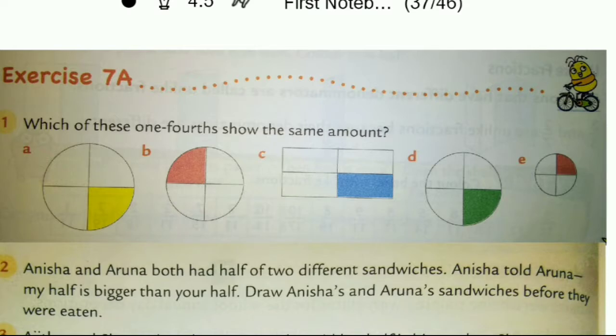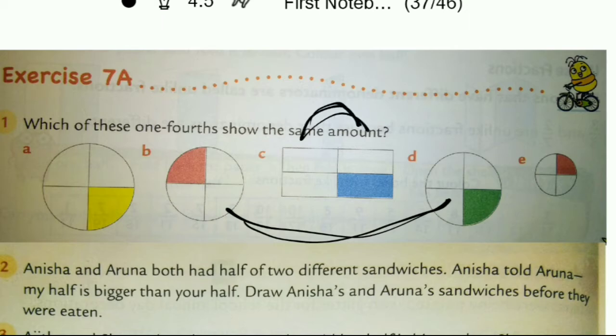Exercise 7a. Which of these 1/4 shows the same amount? They all are showing 1/4 part only, but we have to find the same amount. So we can see the same figure. Here the circle shape we can identify first. Same amount means the same size also we can measure, so that then only we can come to the same amount.